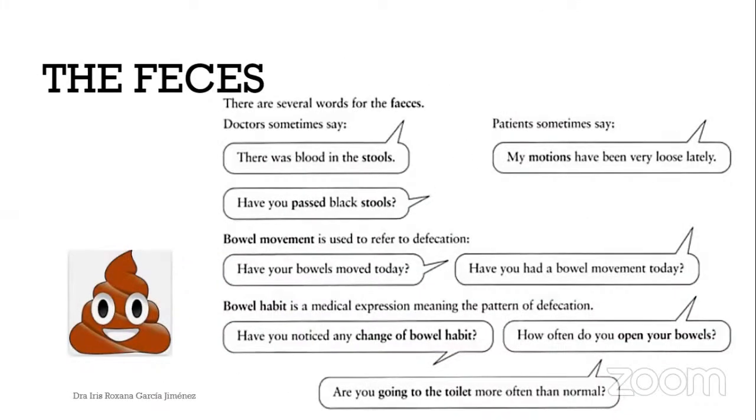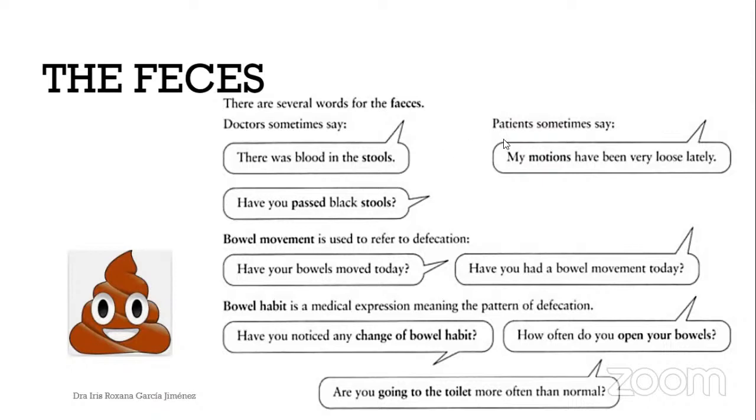Going to one of the most common situations that we usually avoid is talking about feces, about stools, okay? That's why we must consider this slide. There are several words for feces. We as doctors, we can say, there was blood in the stools. There was blood in the feces, for example. Or we can ask, have you passed black stools? Have you passed black feces?